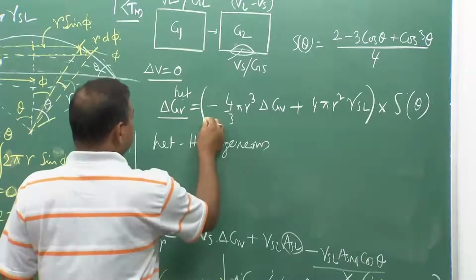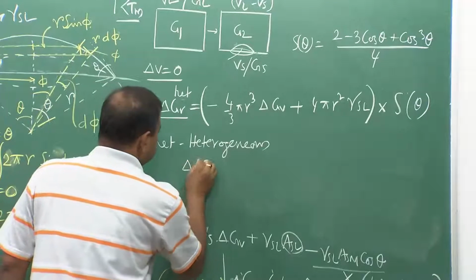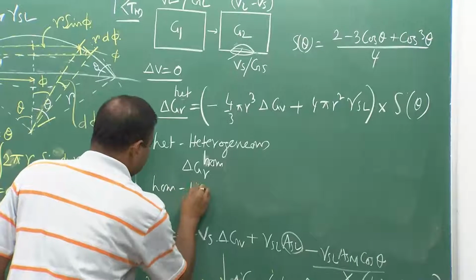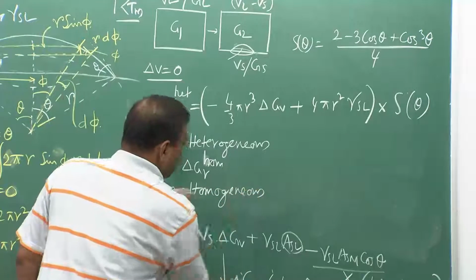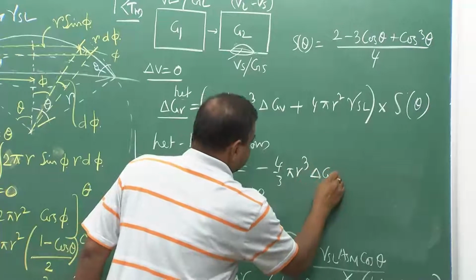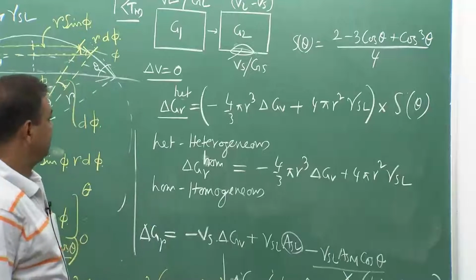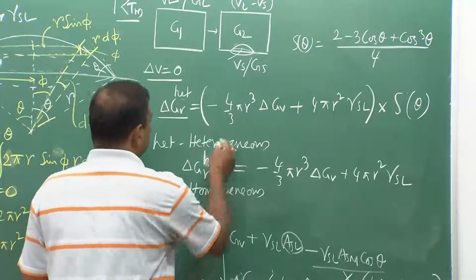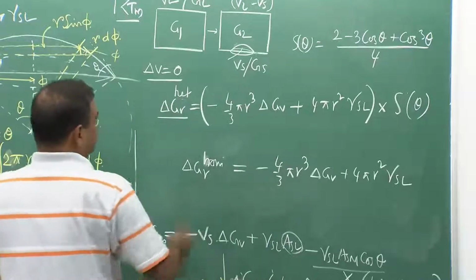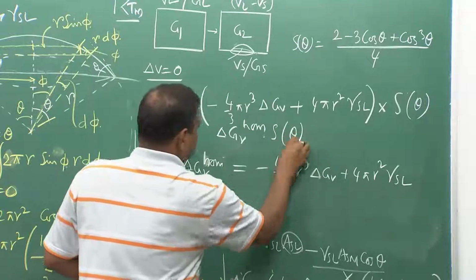So, now in the beginning we have seen that when we first started attacking this nucleation process in solid liquid, delta G r homogeneous, this homo is basically homogeneous, was simply gamma S L. Now, you can clearly see that S theta.